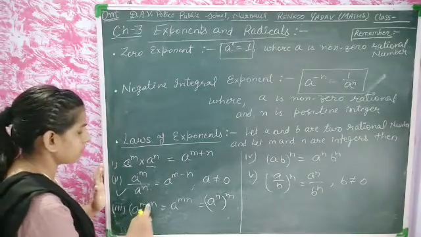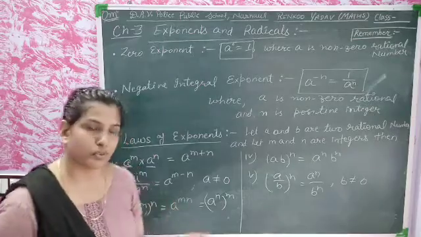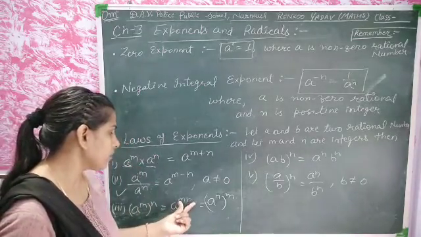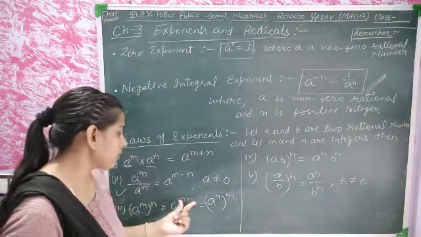Now the third point is a to the power m, whole to the power n. Power to the power: these are multiplied together. a to the power m to the power n means the powers are multiplied here, m into n.